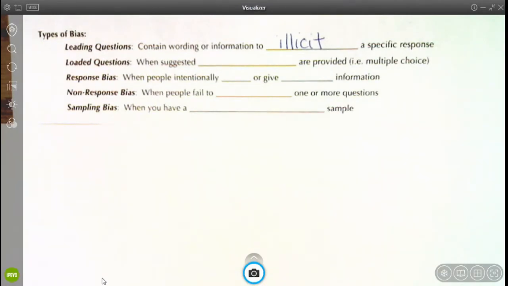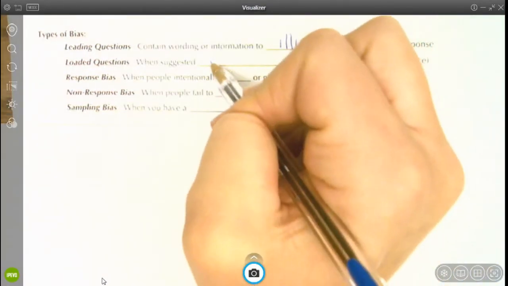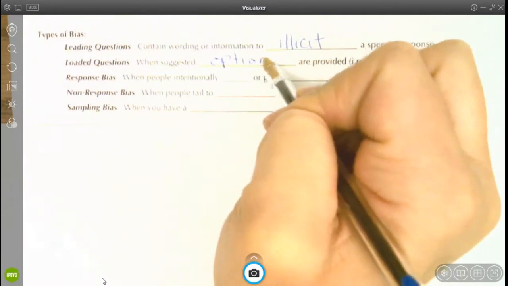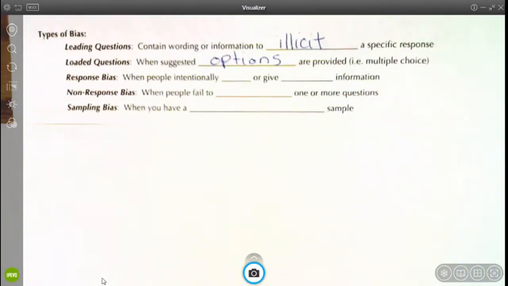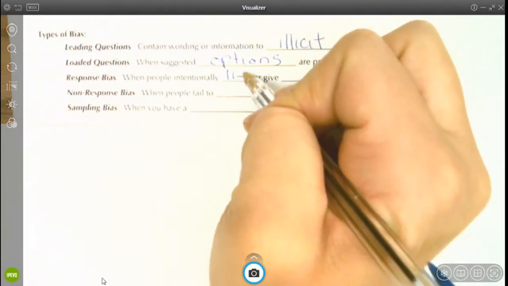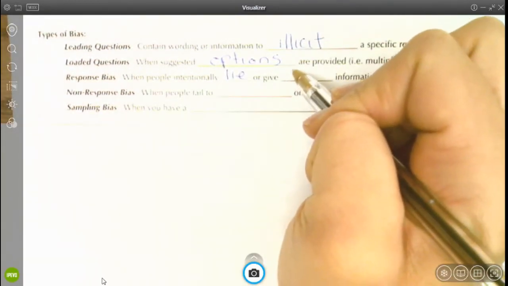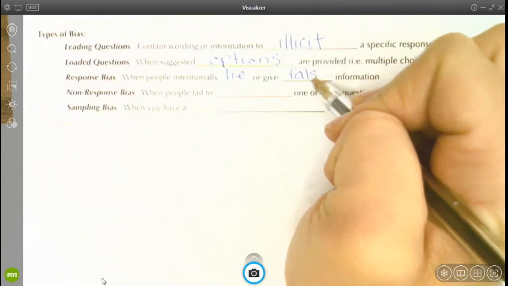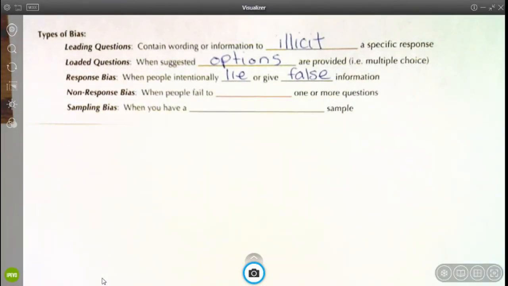There's also loaded questions, which have suggested options. So like a multiple choice question where the answer that someone may want to choose isn't there, so they're forced to choose a different option. We have response bias when people intentionally lie or give false information. So some surveys will lead people to want to lie. Okay, and that's the issue.